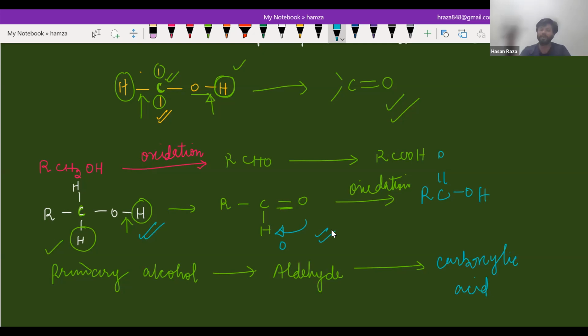In this way, a primary alcohol can be converted into aldehyde and then carboxylic acid if your reagent is a mild oxidizing agent. And if you are going to use a strong oxidizing agent, the alcohol will be directly converted into carboxylic acid. Please do write it.